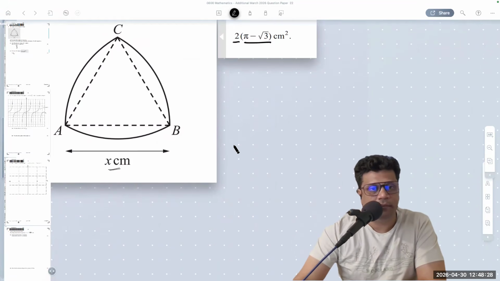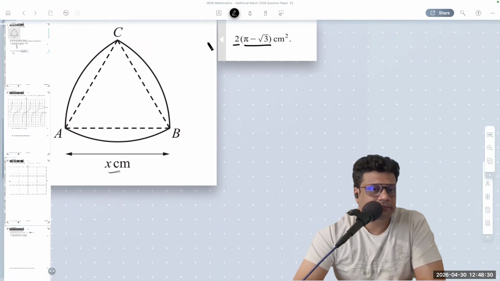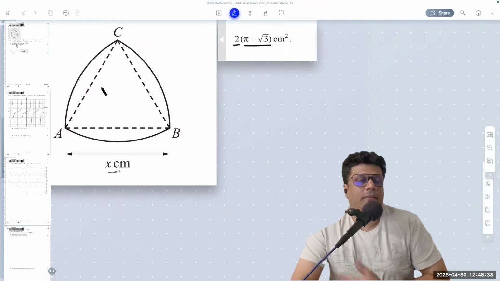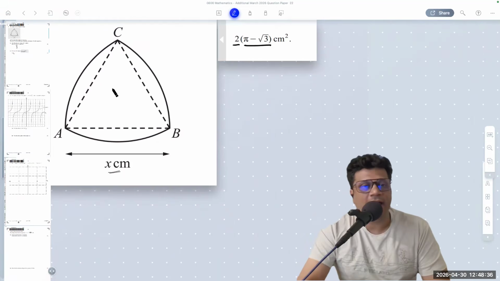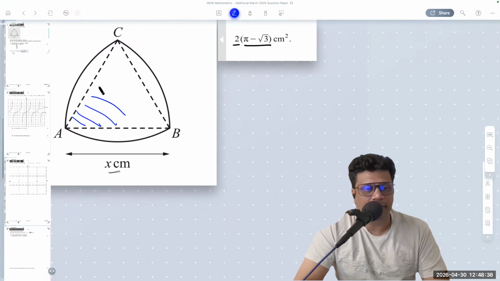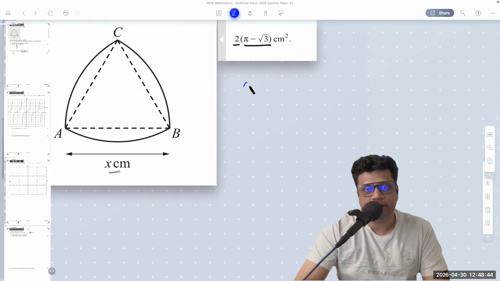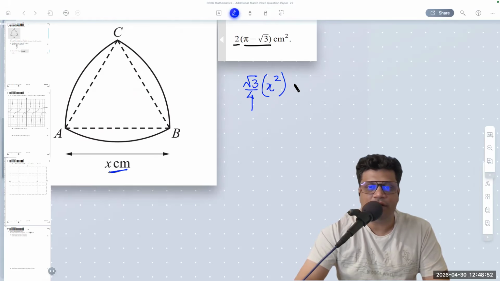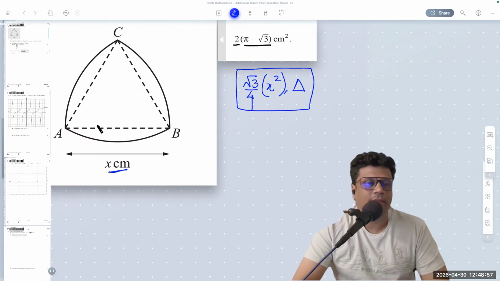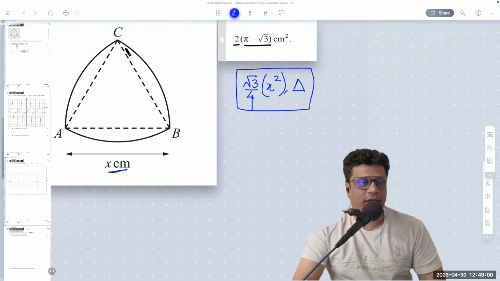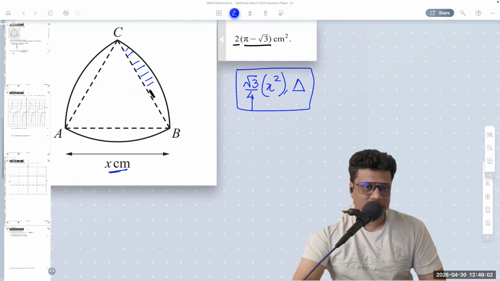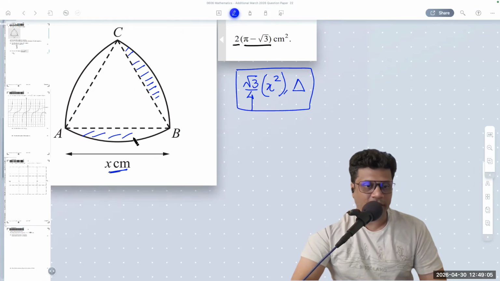Okay. Let's see. Well, I can find out the area of this equilateral triangle. The formula for the area of an equilateral triangle is always root 3 by 4 into the length of the side squared. Well, that is your triangle. That's what I know about the triangle. I can also find out the area of these segments, which are all equal, by the way.